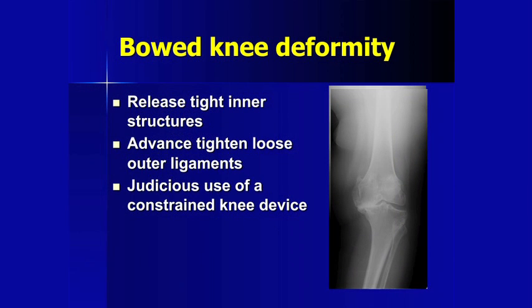Bowed deformity: somebody can have severe bowing like this, and they've got large bone spurs. If you release these bone spurs, that will loosen the ligament on the inside so you can balance this and not need a constrained knee replacement. So that's an example of just using a regular knee replacement. But there are times where it's so bowed that you may not be able to do that.